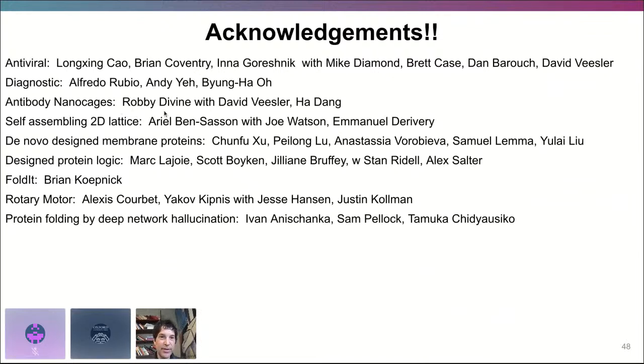The antibody nanocage work was done by Robbie Devine, a graduate student in the group. And many of the structural characterizations were done by David Wiesler and Ha Deng. The self-assembling 2D lattice is work by Ariel Ben-Sasson and collaborators Joe Watson and Emmanuel Derivery. For the de novo designed membrane proteins, Chun Fu Zhu and Pei Long Lu designed the alpha helical transmembrane proteins, and Anastasia had the breakthrough on the transmembrane beta barrel. The designed protein logic on the surface of cancer cells was worked on by Mark and Scott and Jillian. Folded, I mentioned, is work by Brian Koepnick, and the rotary motor is really being pioneered by Alexey Corbet.